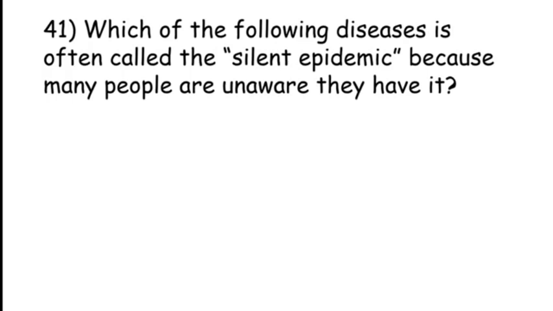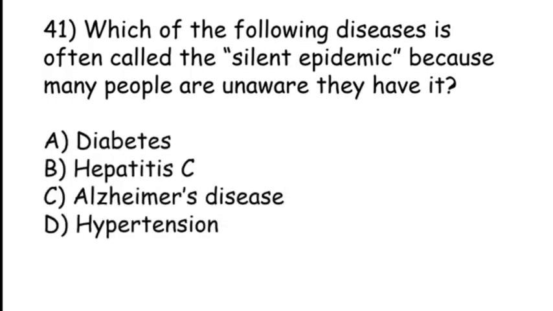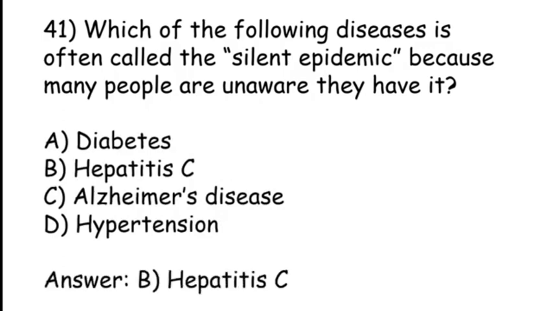Which of the following diseases is often called the silent epidemic because many people are unaware they have it? Diabetes, hepatitis C, Alzheimer's disease, hypertension? The correct answer is option B, hepatitis C.